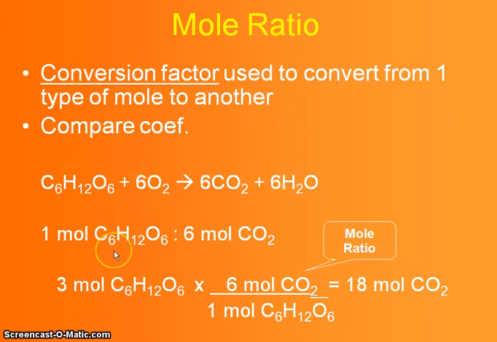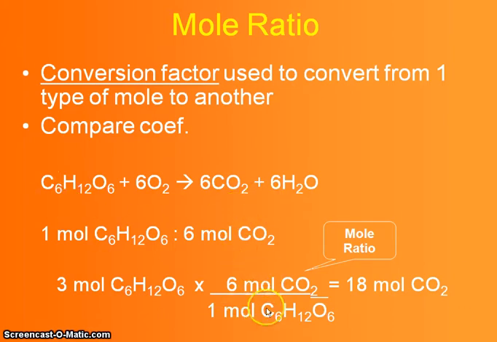For this one, I just made up a value here. I said we have 3 moles of glucose, and I want to find out how many moles of CO2 that could produce. So I need the ratio between the glucose and the CO2, which is a 1:6 ratio. Those are just the coefficients.